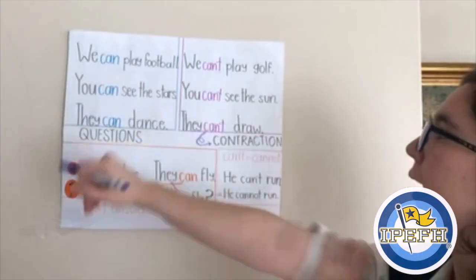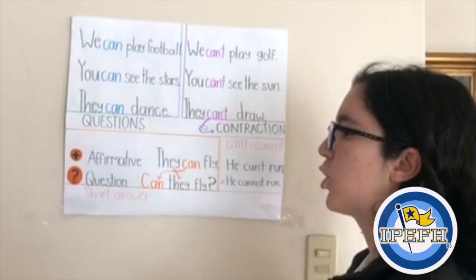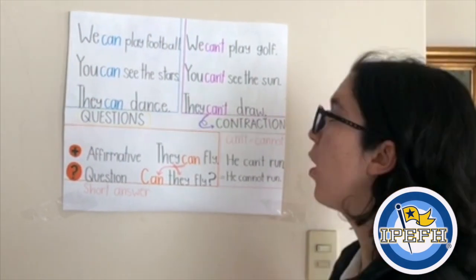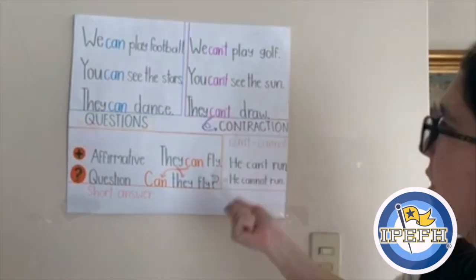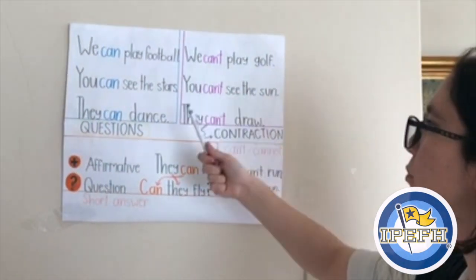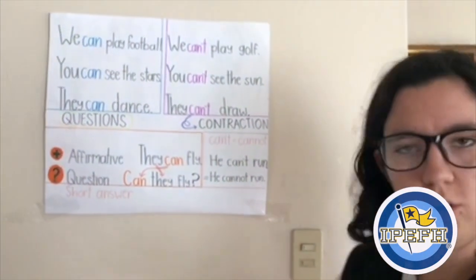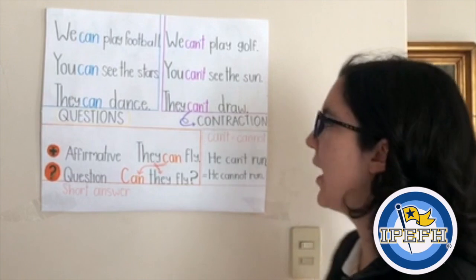Remember that you need to add another verb that's gonna be the main verb of your sentence. And here's the same but with the negative. We can't play golf, you can't see the sun, they can't draw. Alright? It's exactly the same as before.